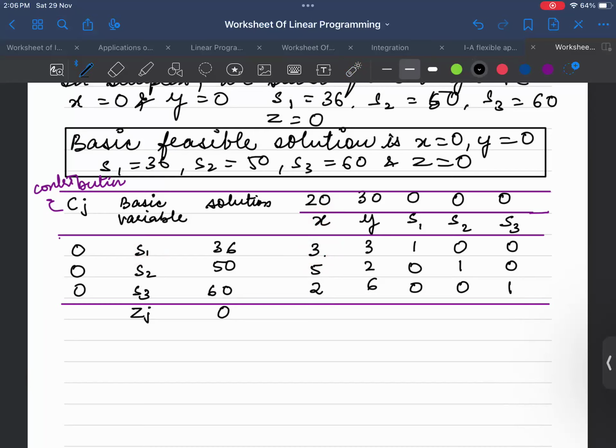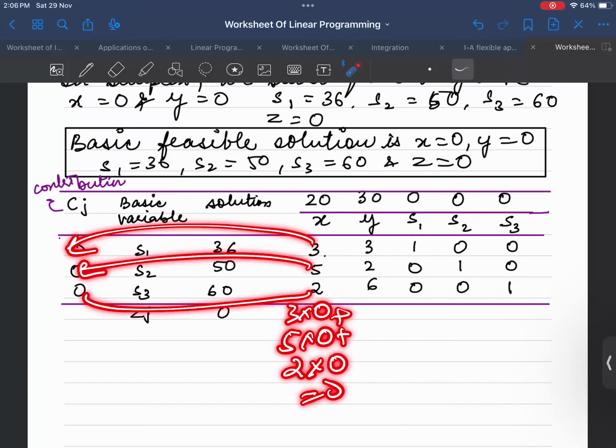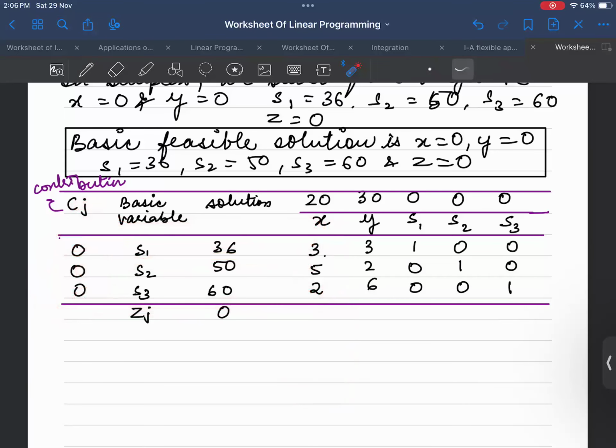First of all, let's take the contribution of 3. If it would have been 3, then what's the contribution? In the same way, 3 multiplied by 0, plus 5 multiplied by 0, plus 2 multiplied by 0, which comes out to be 0, because their contribution is 0. So the answer would be 0. I think it's clear a little bit.